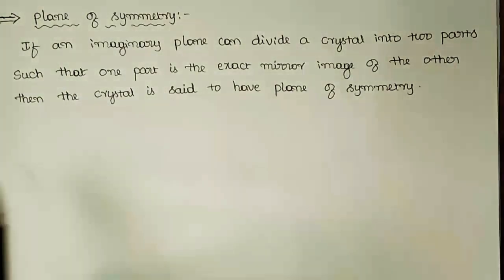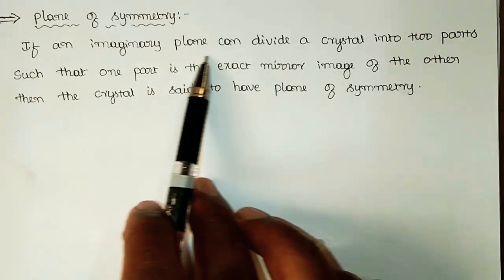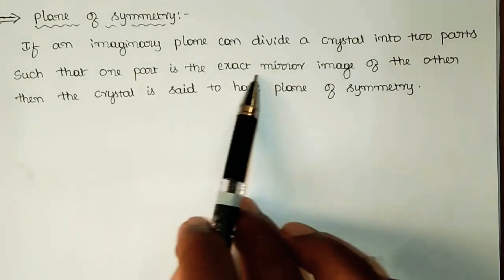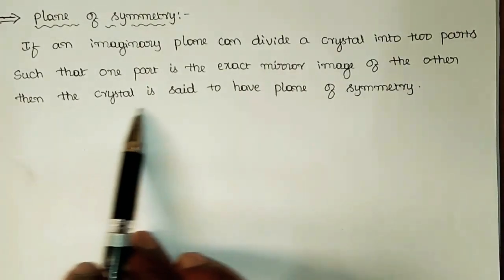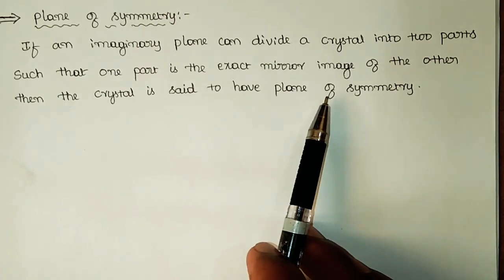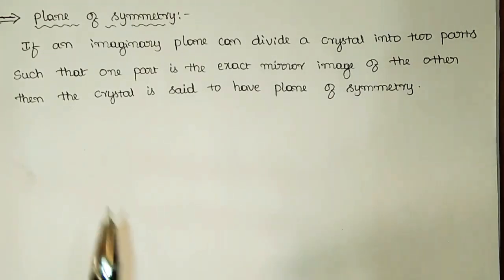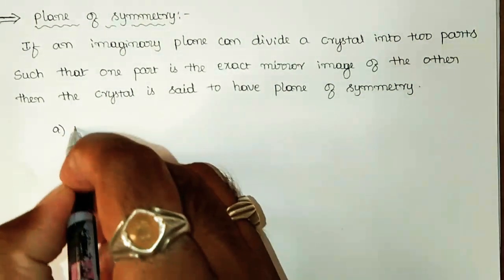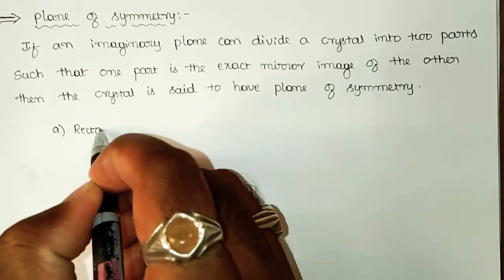So the simplest definition for plane of symmetry is: if an imaginary plane can divide a crystal into two parts such that one part is the exact mirror image of the other, then the crystal is said to have plane of symmetry. And as I said, a plane can be passed either through opposite faces or through opposite edges. So depending on how the plane is cutting the crystal into two halves, there are two kinds of planes of symmetries possible. One is called rectangular plane of symmetry.